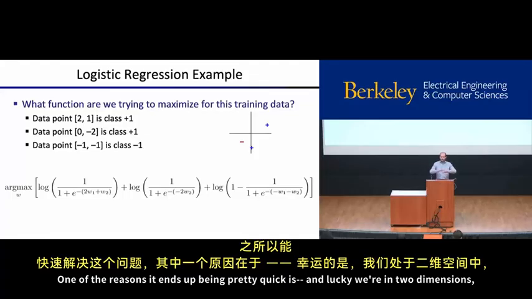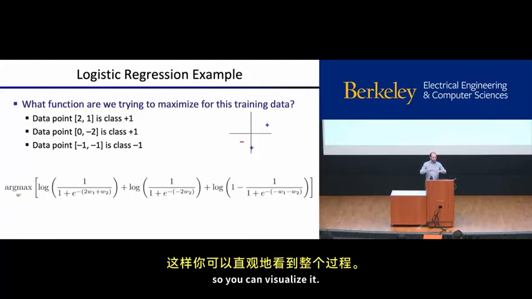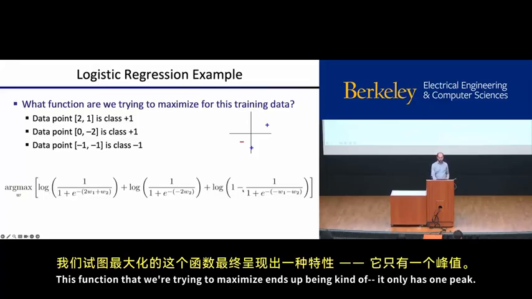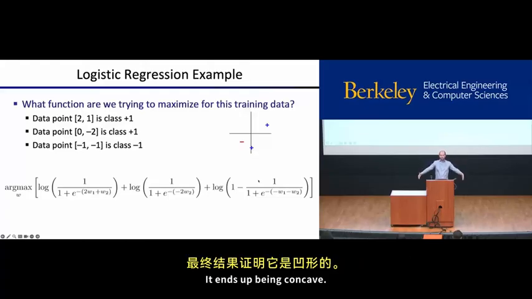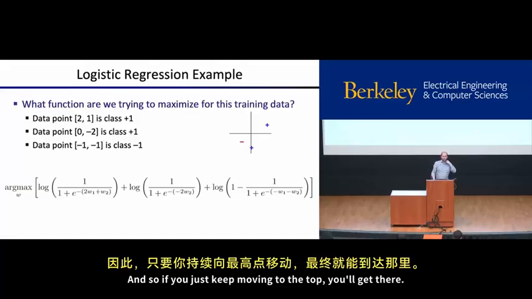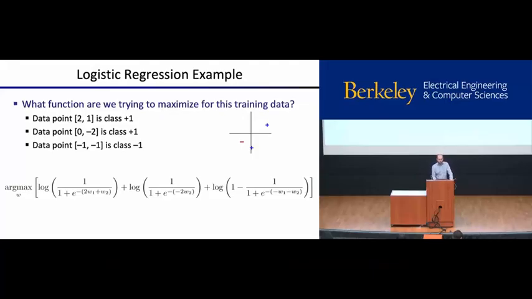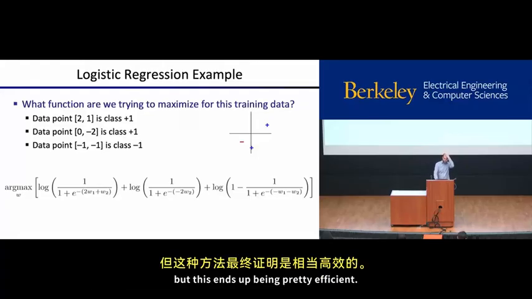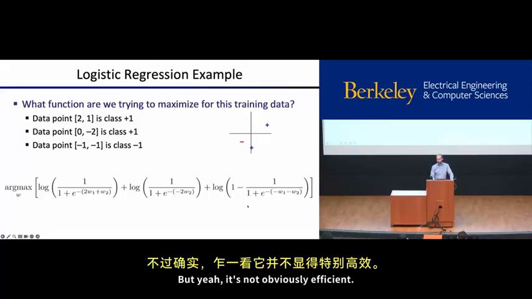One of the reasons it ends up being pretty quick is, and lucky we're in 2 dimensions so you can visualize it, our two dimensions are W1 and W2, right? This function that we're trying to maximize only has one peak. It ends up being concave. And so if you just keep moving to the top, you'll get there. When you're dealing with loss surfaces, it can be hard to do, but this ends up being pretty efficient. But yeah, it's not obviously efficient, that's for sure.